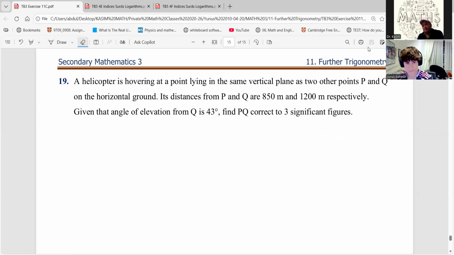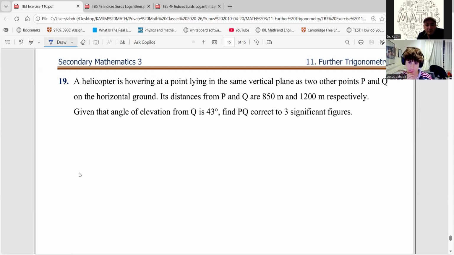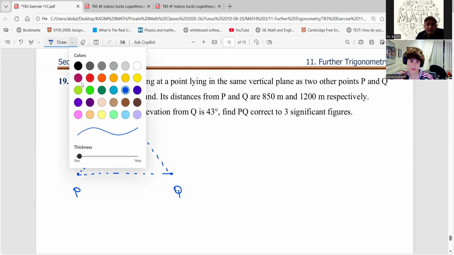Yunus, did you understand the question? Kind of. I don't know what it means by same vertical plane. I'm standing here at point P. You're somewhere here on the ground at Q. When we look above in the sky, we see the helicopter somewhere here. That's the position of the helicopter. Now you're looking at the helicopter, I'm looking at the helicopter. So that's our horizontal distance. The question is in the vertical plane: the helicopter, me, and you. Ah, I see. I get it.